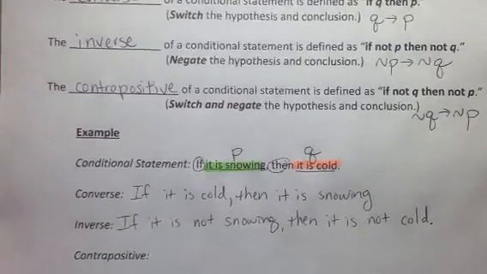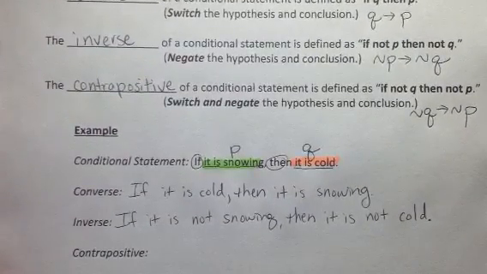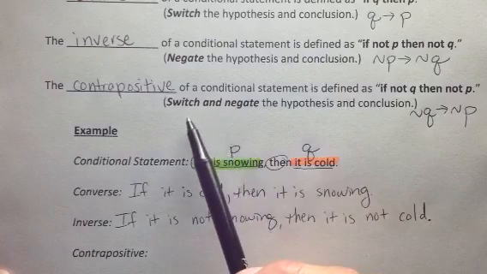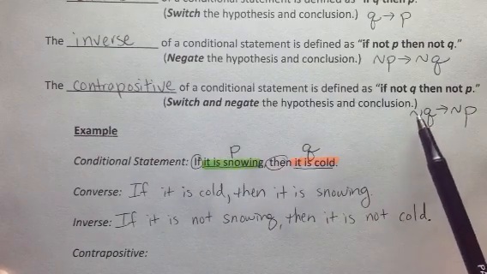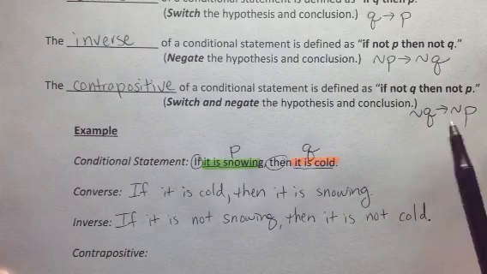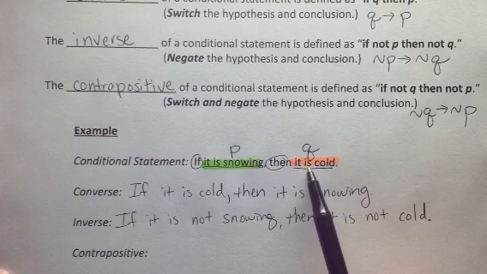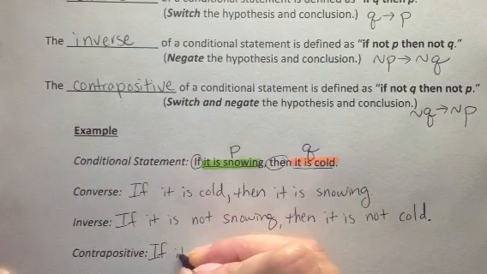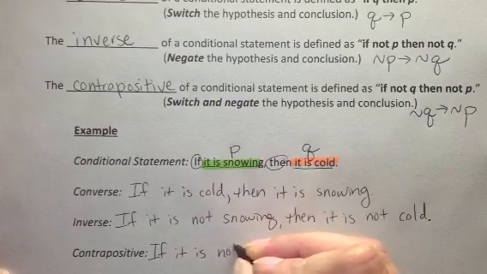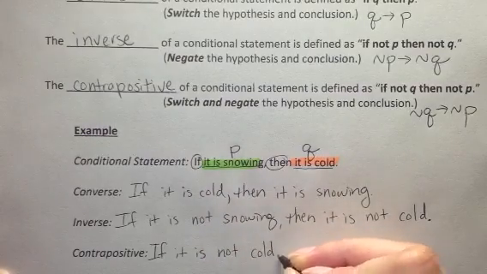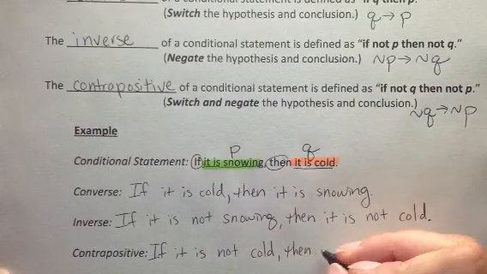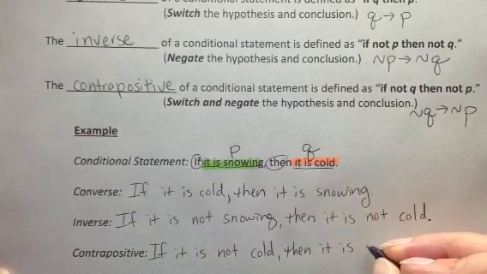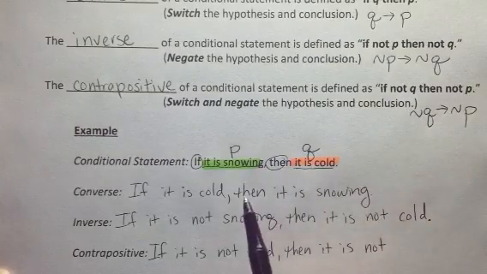And then my last one, the contrapositive, I'm going to do both, switch and negate. So it's going to be if not Q, so if it is not cold, then it is not snowing.